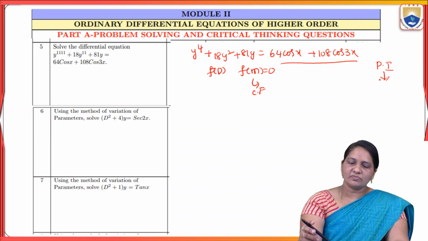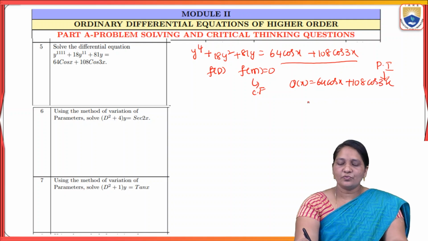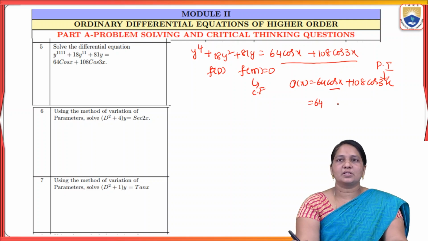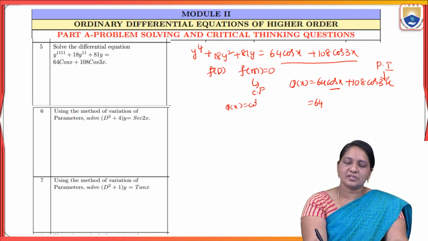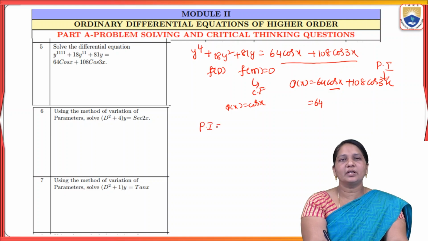So for the q of x value, what is given? Q of x equal to 64 into cos x plus 108 into cos 3x. So here 64 is the constant and here we are having the cos x. That means if we are having cos x means we have to use the formula. In place of q of x we are having the cos x. So what we are going to write? That is, first of all, what is the formula for the particular integral? 1 by f of d into q of x. First you have to write that one.